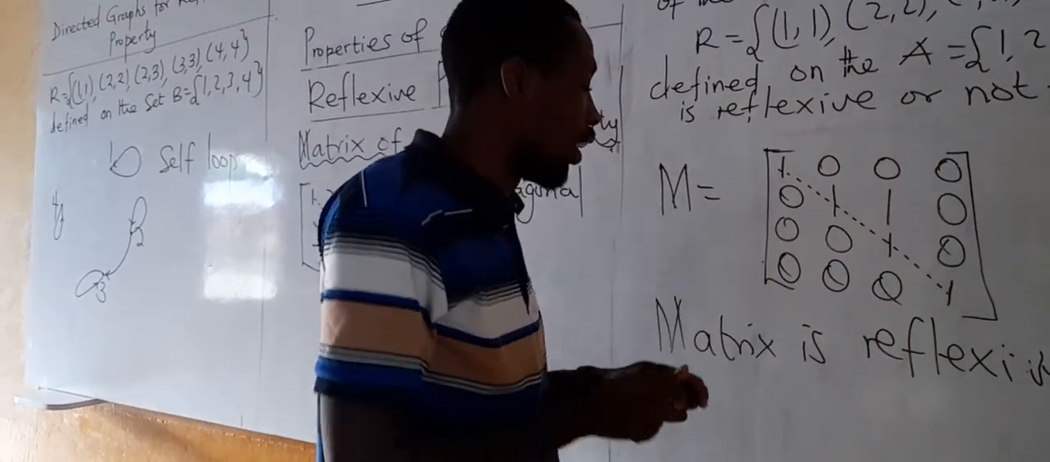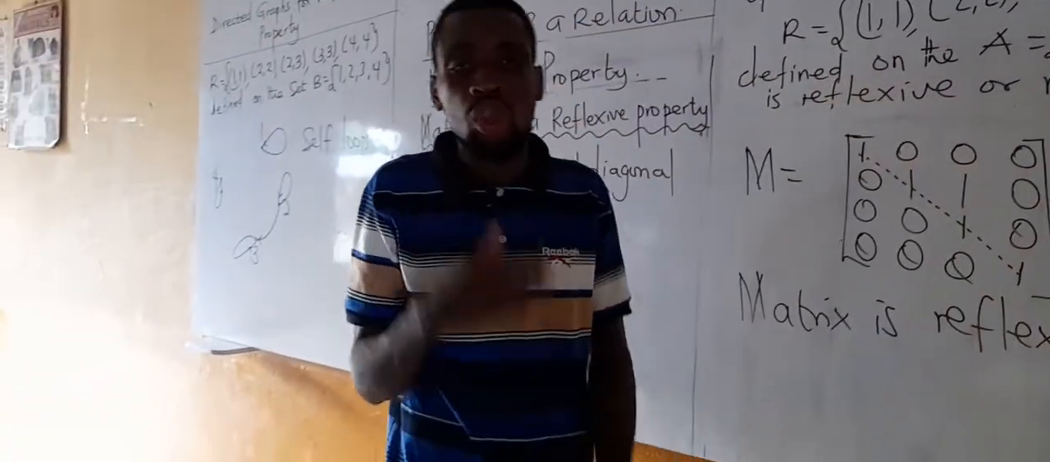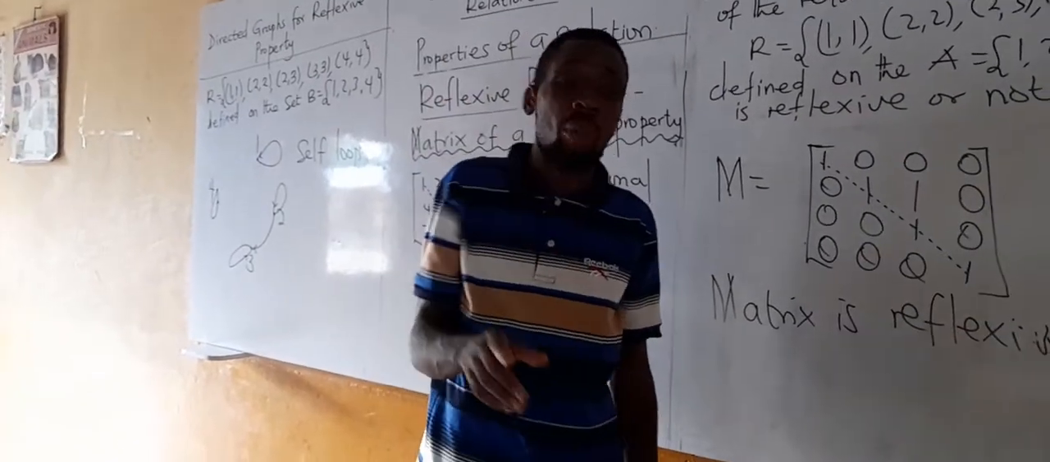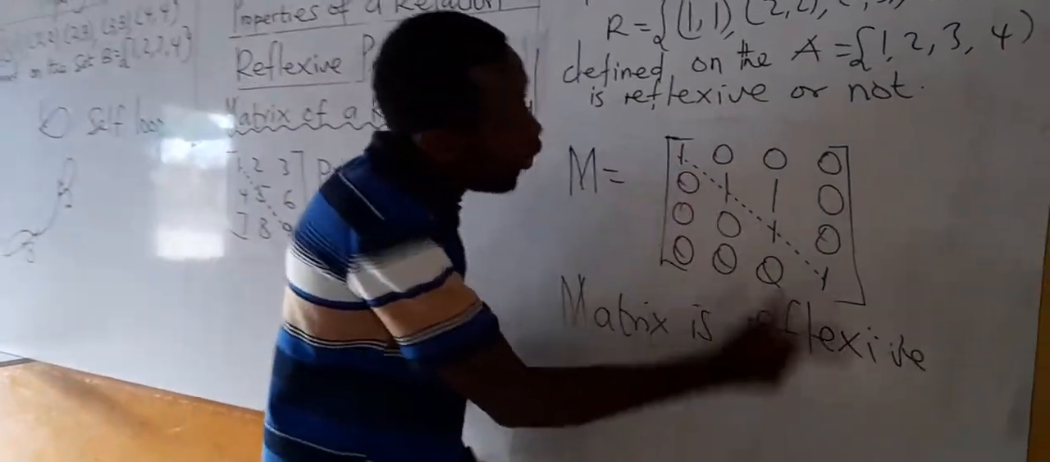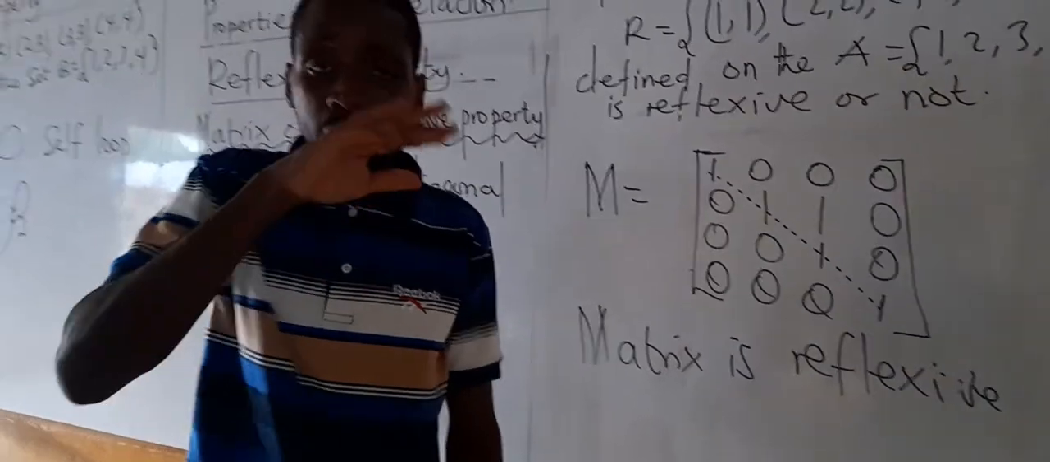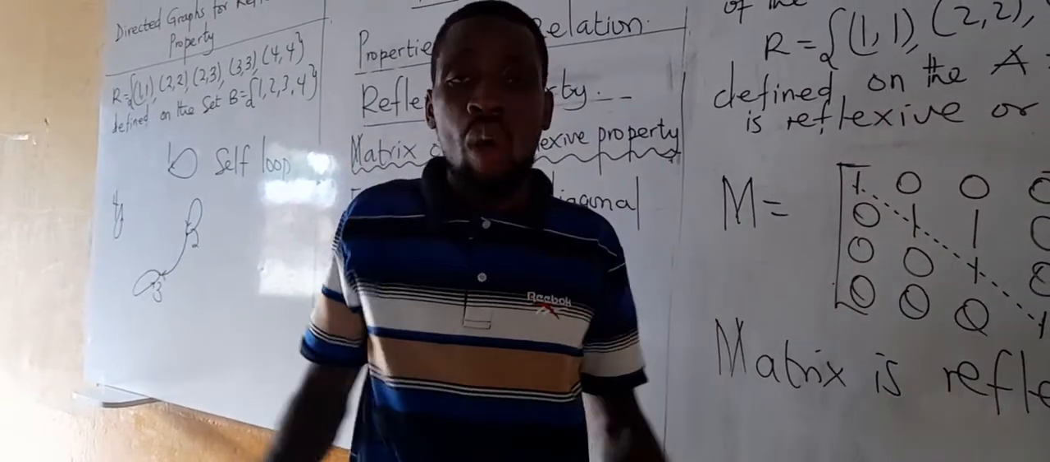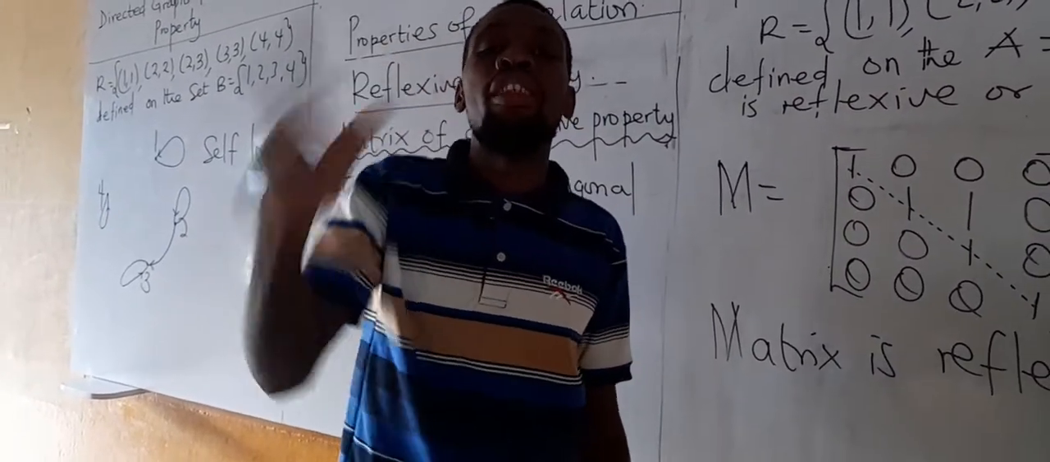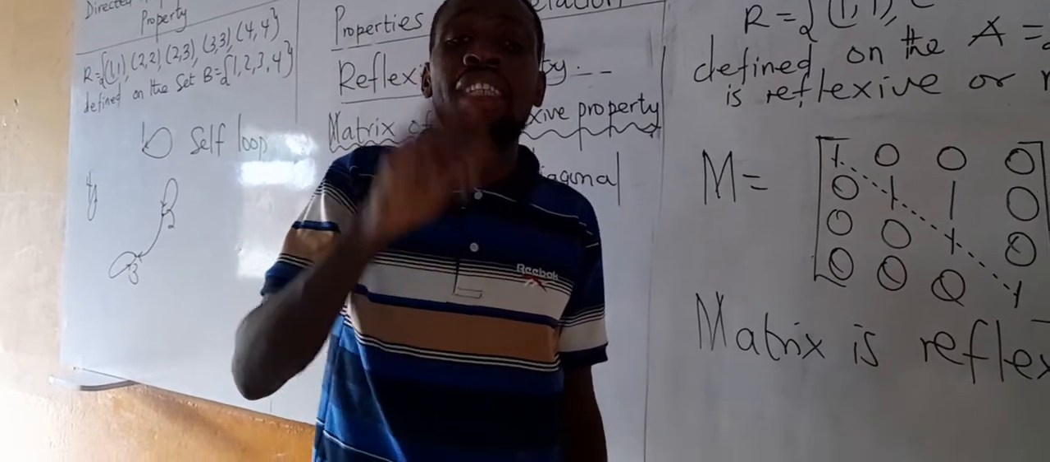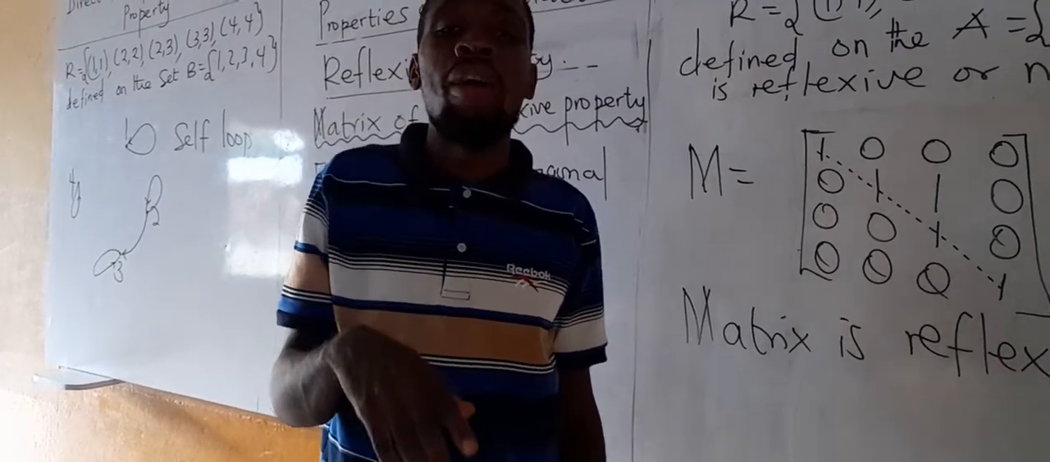I hope you understand this. Anytime they give you a matrix to determine whether it has a reflexive property, just check all the entries in the principal diagonal. If all the entries there are 1, then that matrix is reflexive. If they are not, then it is something else, which we'll talk about. So come with me.